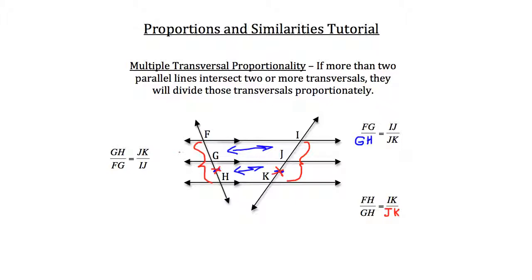So when looking at proportions, you can use what you know from the multiple transversal proportionality theorem to establish good proportions between two different segments of two different transversals. That'll give you a direct comparison between those that you can use to solve for missing information.